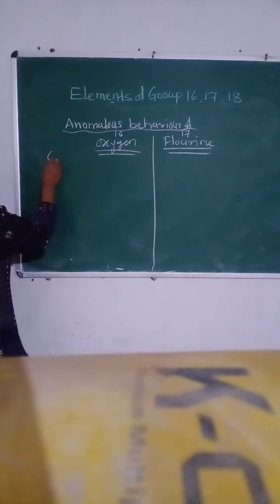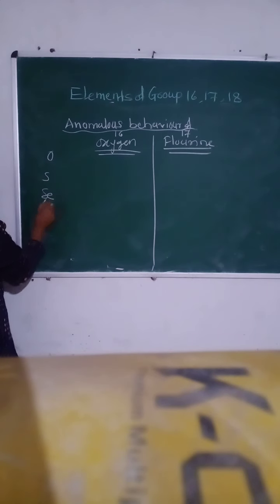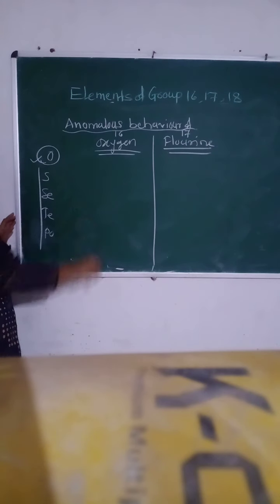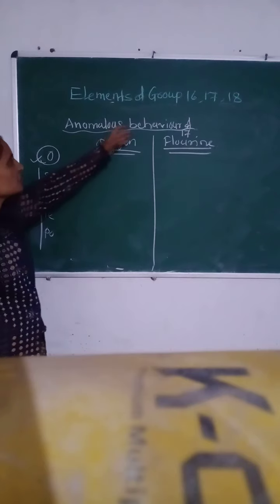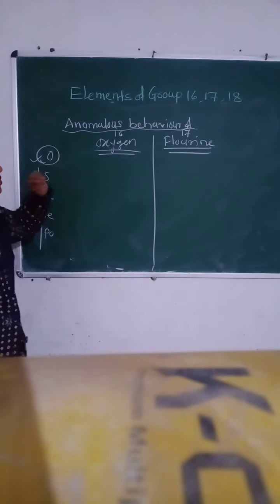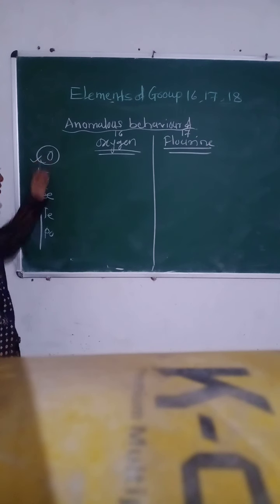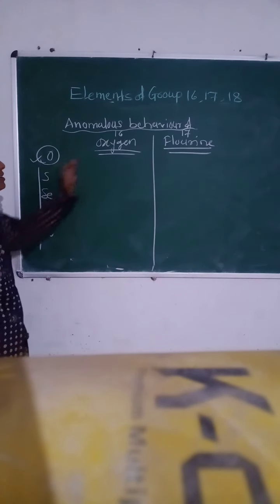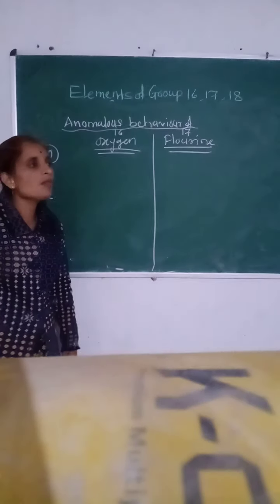Means here oxygen, sulfur, selenium, tellurium and polonium. Out of these elements, oxygen shows different properties. Means anomalous nature, anomalous behavior of oxygen. How is oxygen different from the other elements? How to study one by one? First, how to study the anomalous behavior of oxygen.